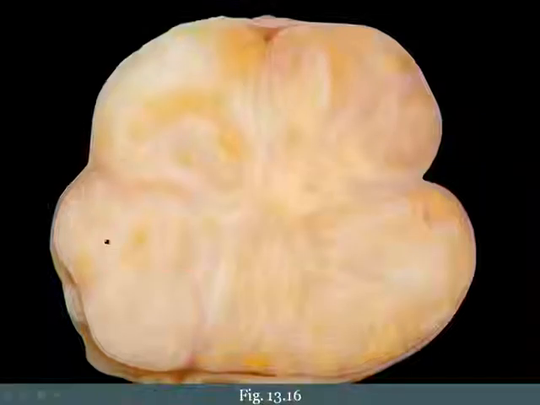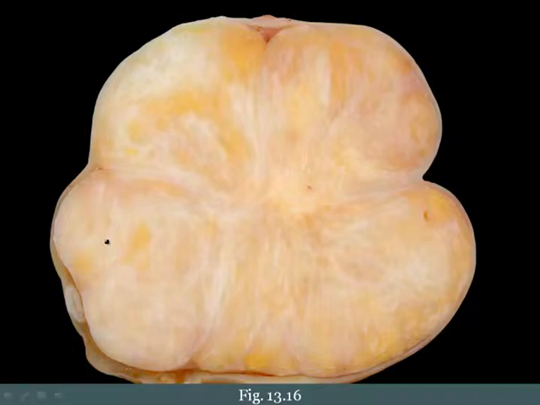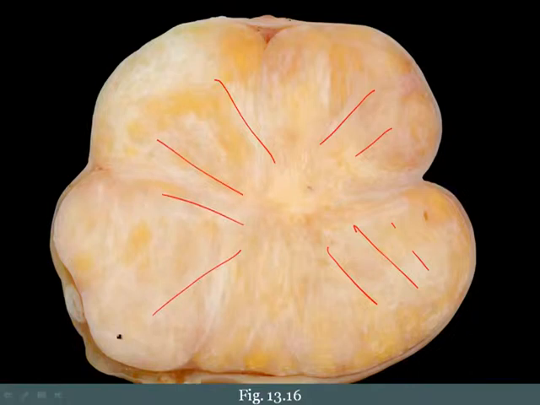Now, this is what an ovarian fibroma looks like. Basically, it's a solid tumor with all these white bands running through it, and these white bands represent the fibrosis, i.e., because we're dealing with a fibroma.